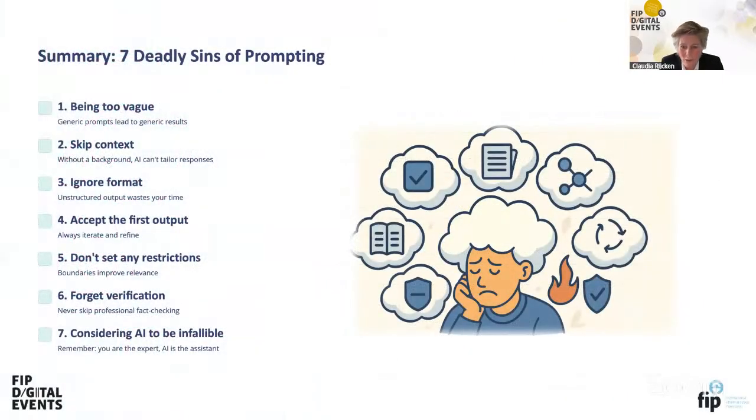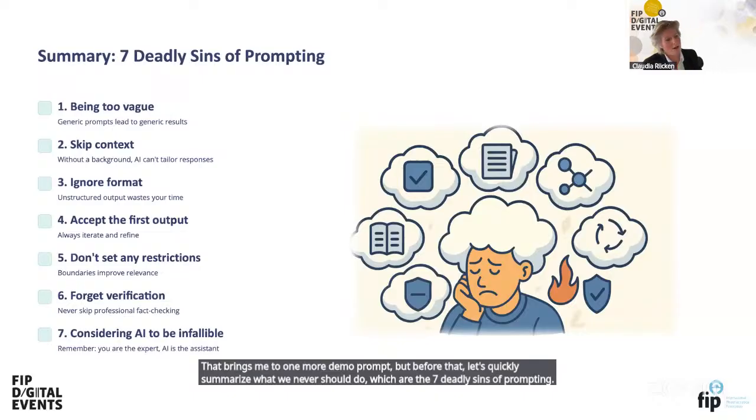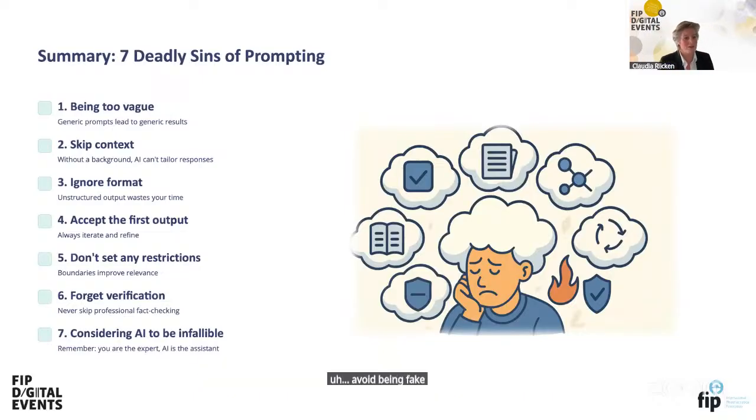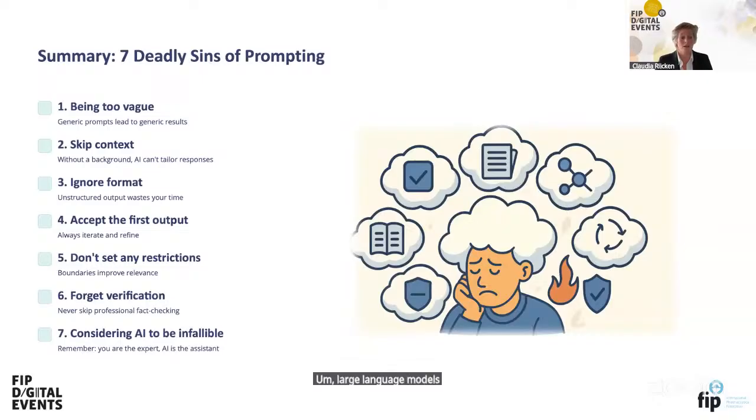That brings me to one more demo prompt. But before that, let's quickly summarize what we should never do, which are the 7 deadly sins of prompting. Avoid being vague. Never ever forget the context. Ignoring the format is quite a sin. Being happy when you get your first output is maybe not a good idea, so make the large language model self-critical and ask for more outputs.